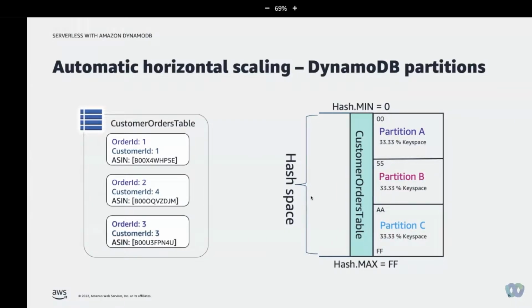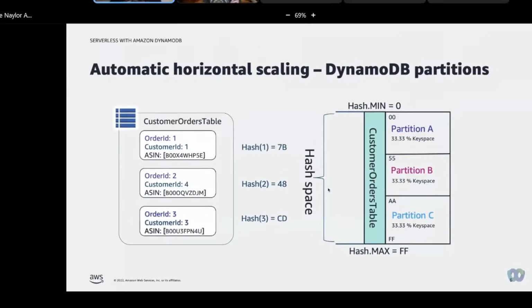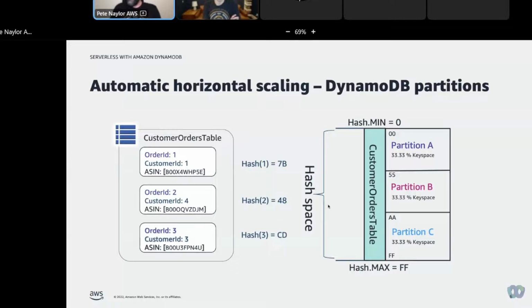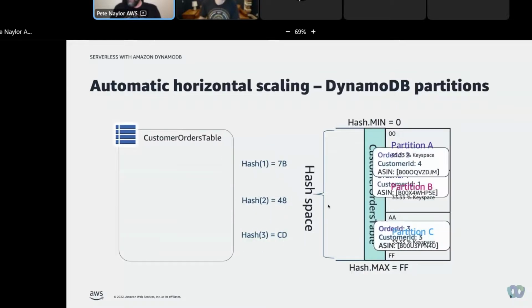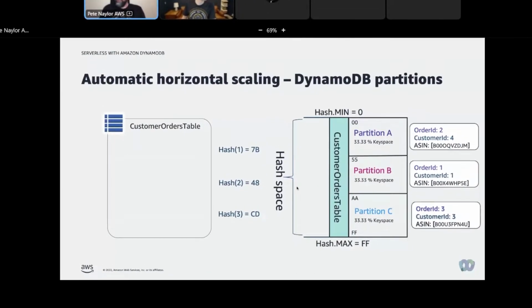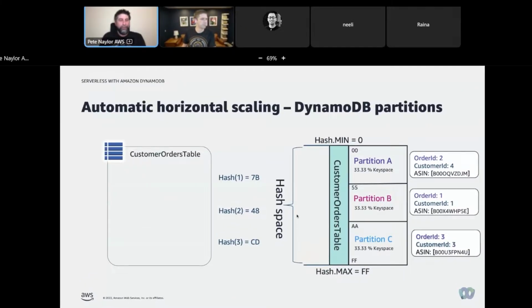And in the DynamoDB table itself, we're going to hash those values. We're going to take order ID 1, we're going to hash it, we're going to find out that value is 7B, and it's going to fit in one of these partitions in the table across the hash space. We're going to do that for all of the items, actually. We're going to do the hashing for you, and that means that we can deterministically know which one of the partitions to go look in to get your data when you want to retrieve it.